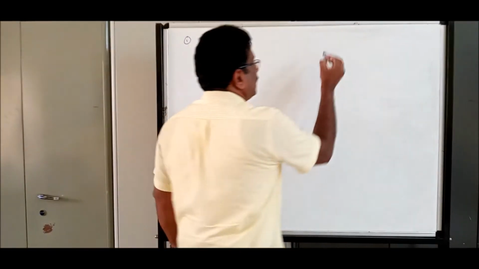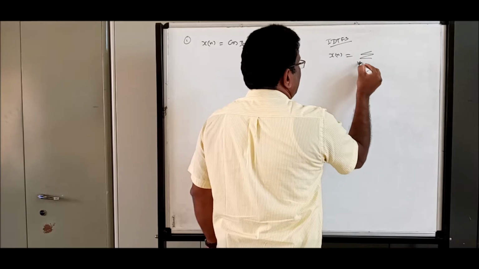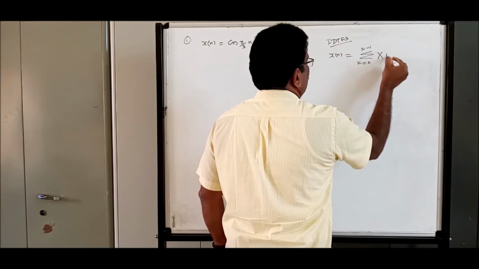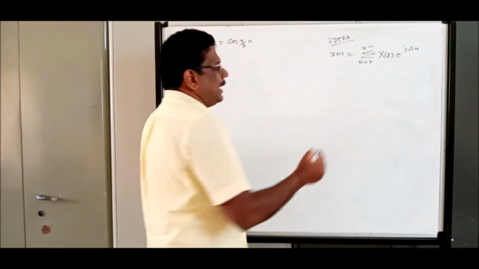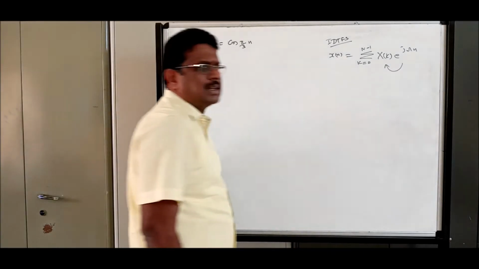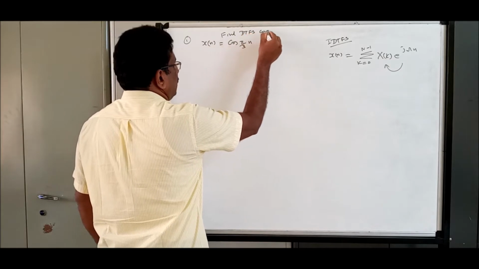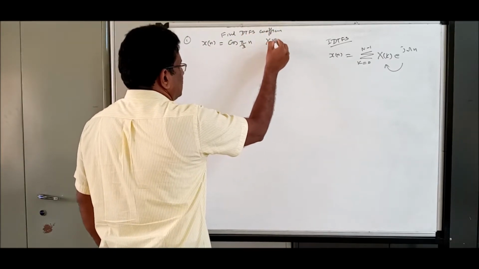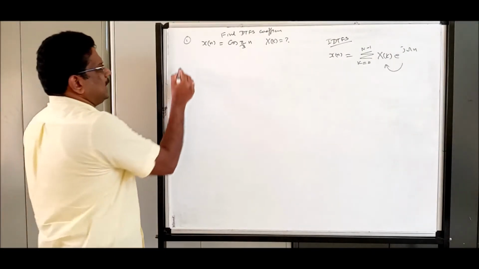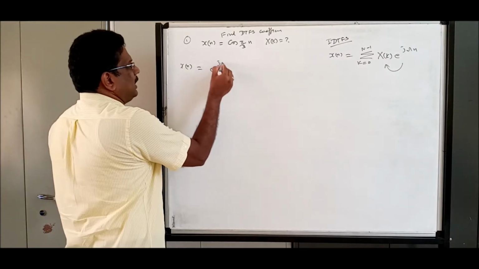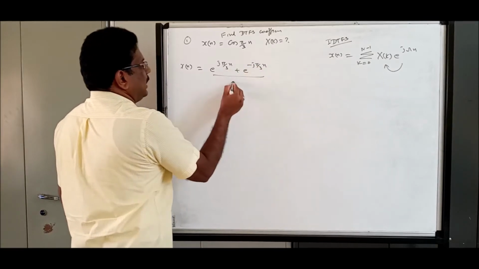Can you recall what is your IDTFS? We discussed just now. X of n equals summation k equal to 0 to N minus 1 x of k e power j k omega n. Now the same idea: I need e power j's coefficient, which is nothing but x of k. Now what is the question? Find the DTFS coefficient, which means we are asking you x of k. The same procedure, no more confusion. Let us rewrite the given problem in Euler's format: e power j pi by 3 n plus e power minus j pi by 3 n, divided by 2.